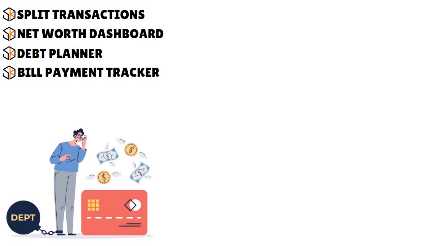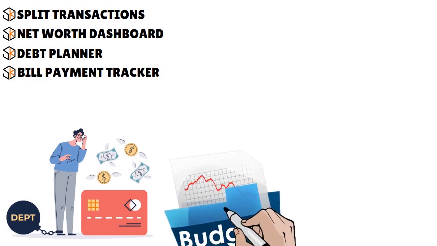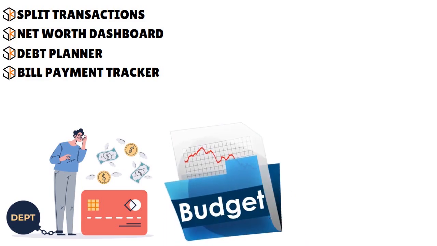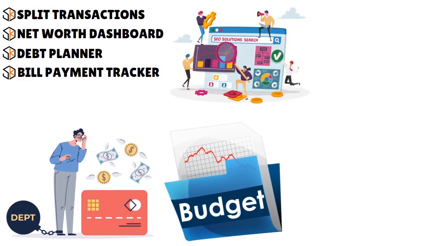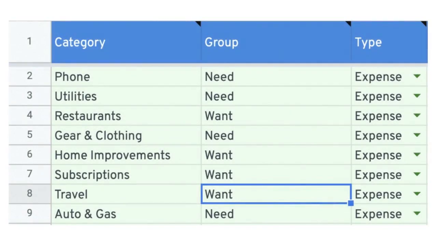That's really good. Now, what about budgeting with Tiller Money? Budgeting is actually at the core of Tiller Money. Once you have connected your financial accounts to the spreadsheets, the first thing you want to do is set up your categories in the Tiller Foundation template. I'm showing you on the screen what the category tabs look like in the template. You have phone, utilities, restaurants, gear and clothing, home improvements, subscription, travel, auto and gas.